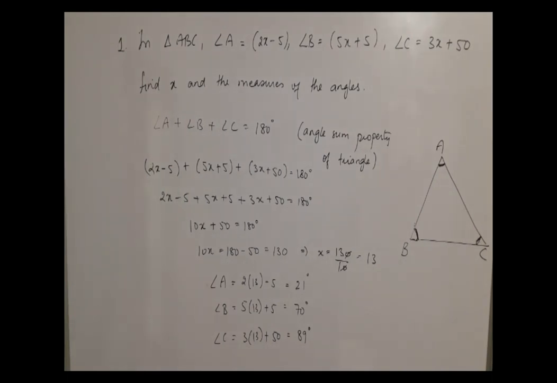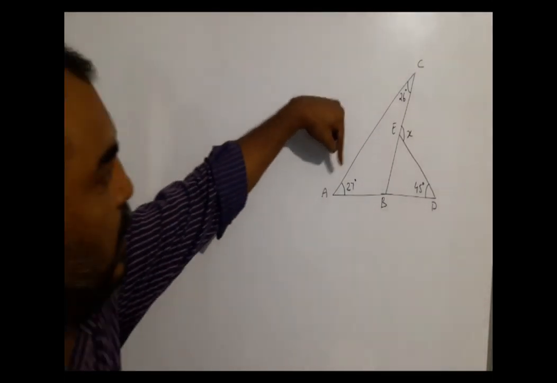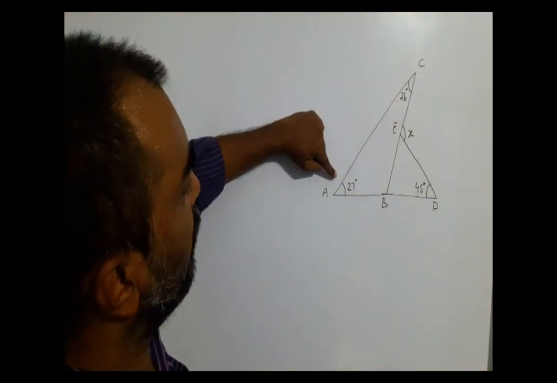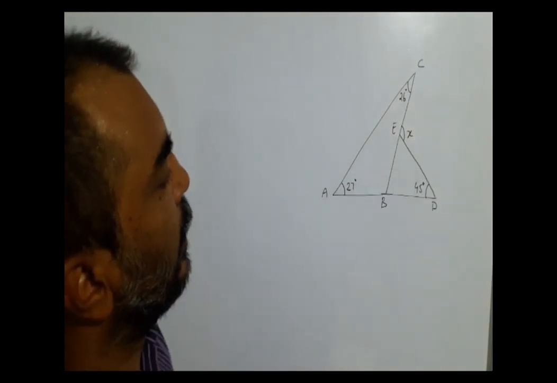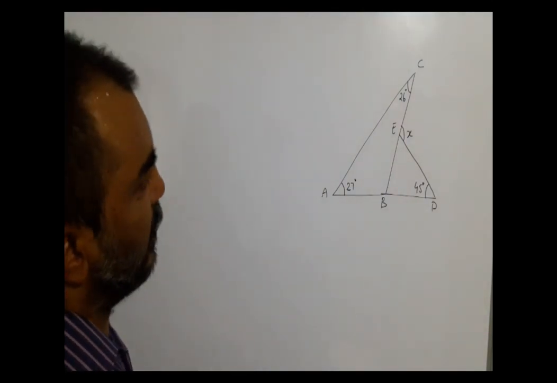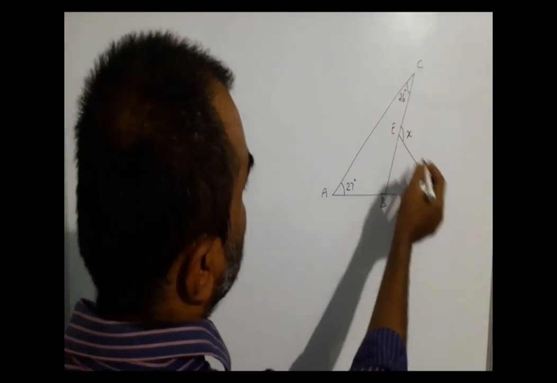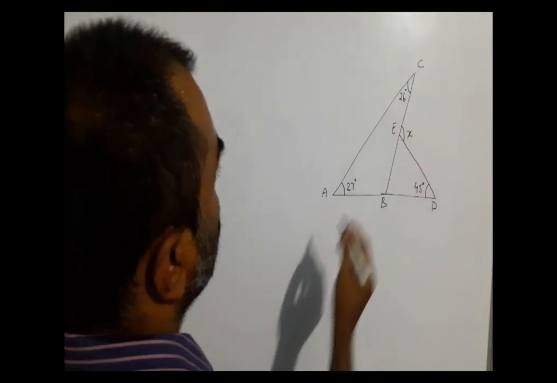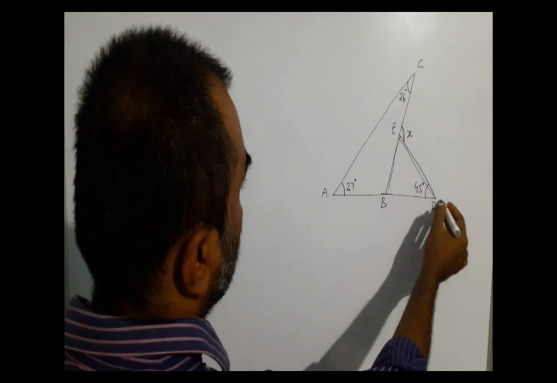Okay. Now we'll try one more sum. Look at this sum now. We are given a diagram. Angle C equal to 26 degrees. Angle A equal to 27 degrees. Angle D equal to 45 degrees. You have to find angle X. Now what will we do to find angle X? We cannot jump there directly. So we'll go stepwise. Angle X is the exterior angle of triangle BDE. Can you see?